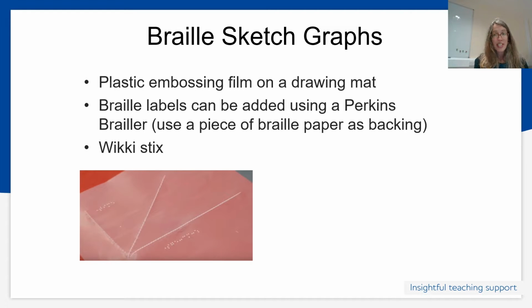Sometimes when you're teaching maths and science, you want to do a basic sketch graph. We're not looking here at accuracy in plotting, we're just trying to look at the relationship between variables. And you can see here, again, we're using the plastic embossing film placed on a drawing mat and just drawing a basic sketch graph. Again, we can add Braille labels by putting it into a Perkins Braille if you use a bit of Braille paper as backing. Or we could also produce a quick, simple sketch graph using wiki sticks.